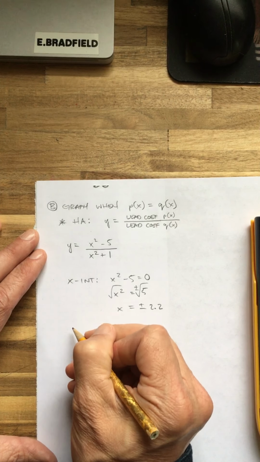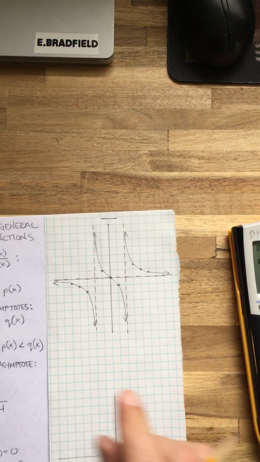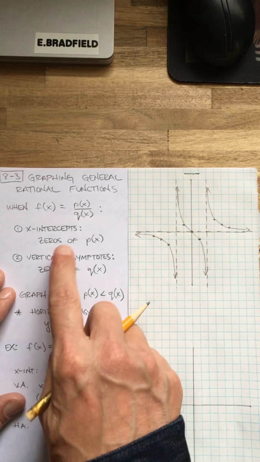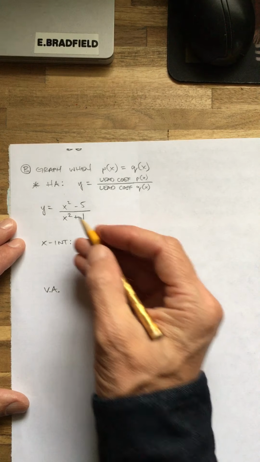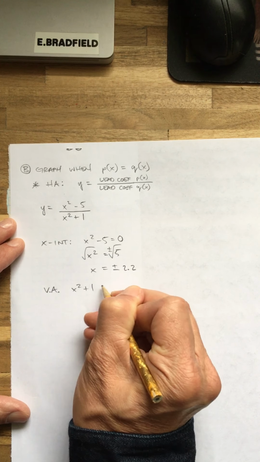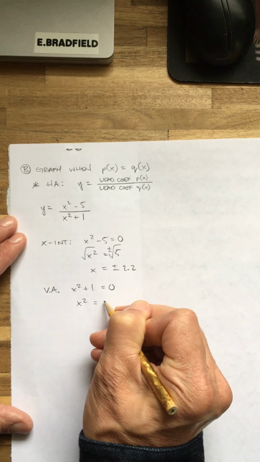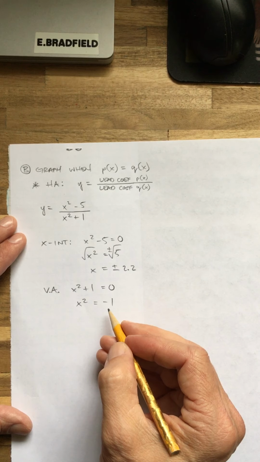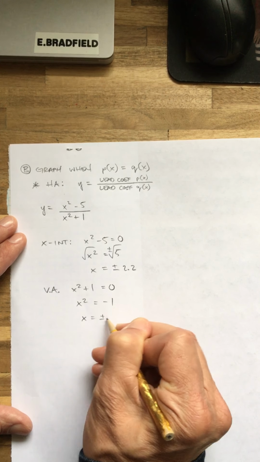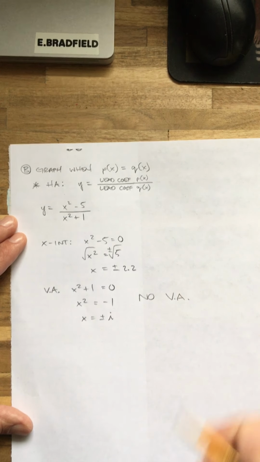And then we also have the vertical asymptote, and that is when q of x is zero, so we're going to find the zeros of q of x. We take x squared plus 1, set it equal to 0, and subtract 1. I don't know if you guys can see what's going to happen here. What am I going to get? I'm going to get imaginary, right? So x equals plus or minus i. So this guy has no vertical asymptote.